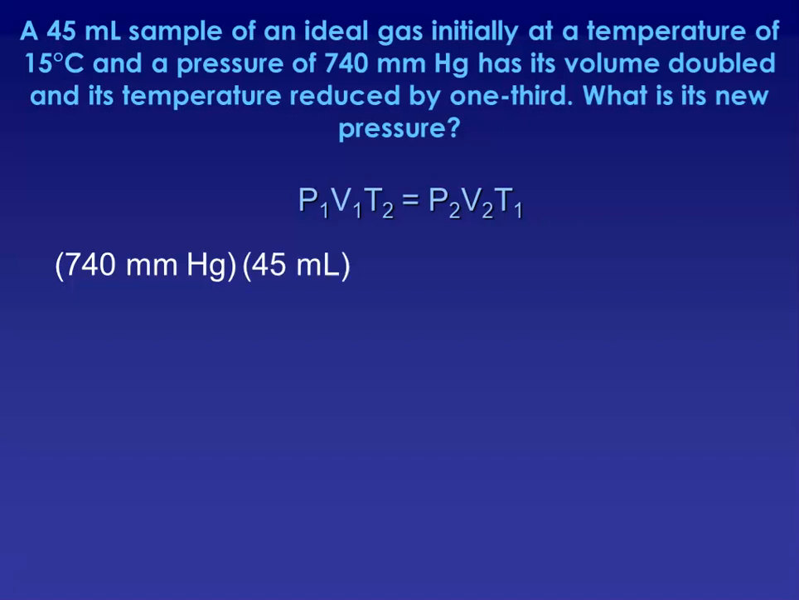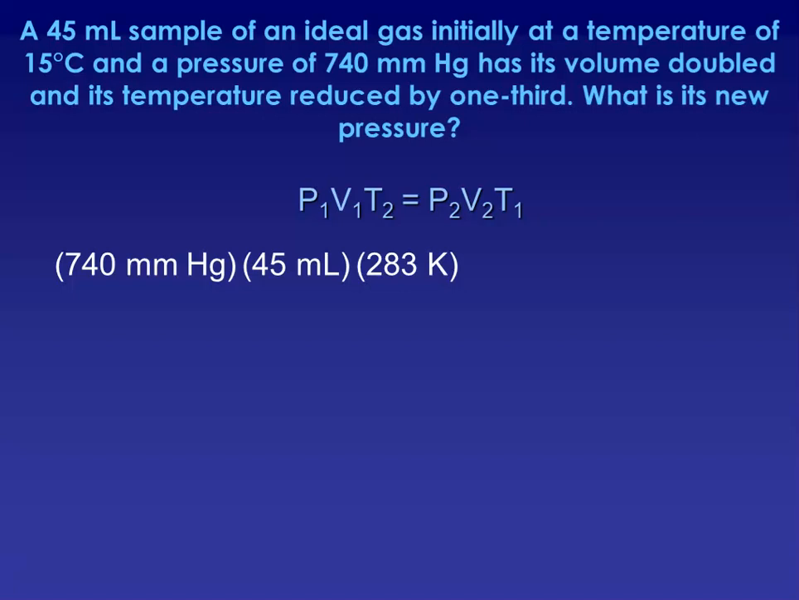V1 is our 45 milliliters, but we want to use the second temperature. You were told the temperature got reduced by 1/3. The initial temperature was 15 degrees Celsius, so if it got reduced by 1/3, it would go down to 10, and that converted to Kelvin would be 283.